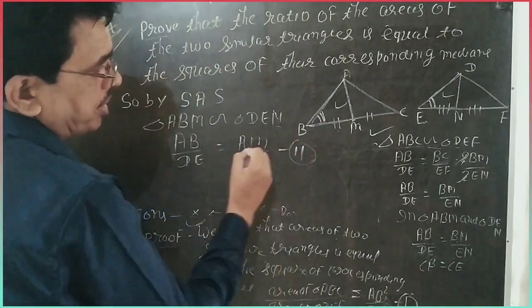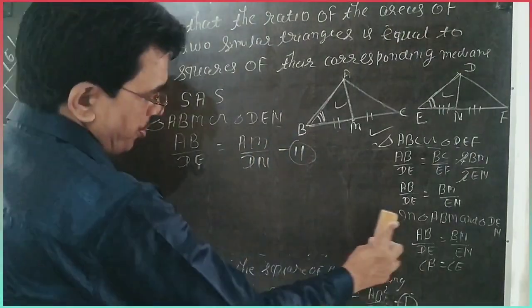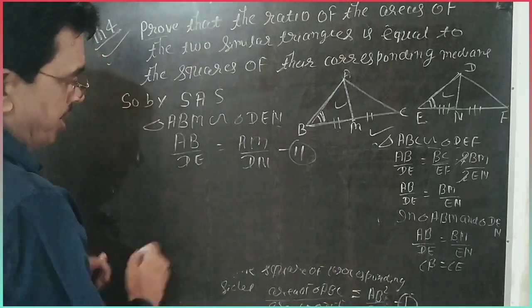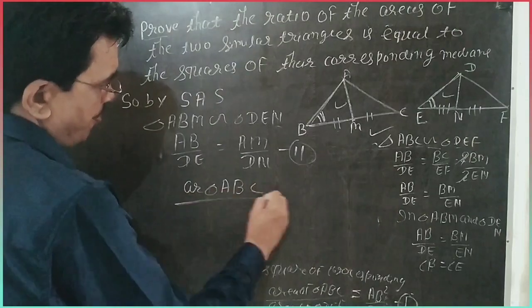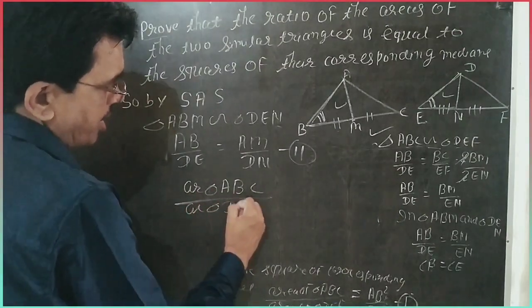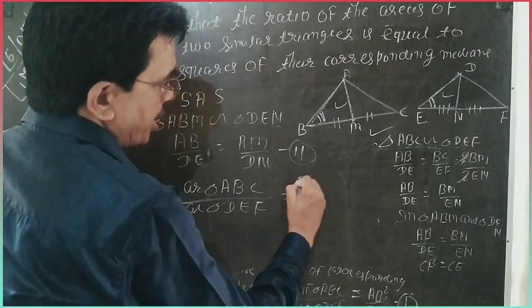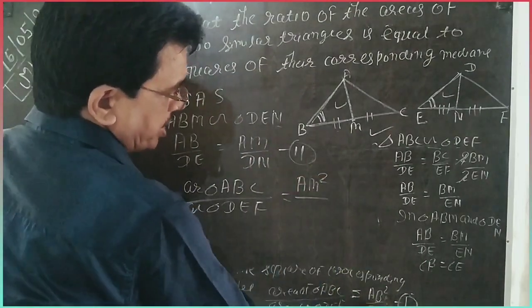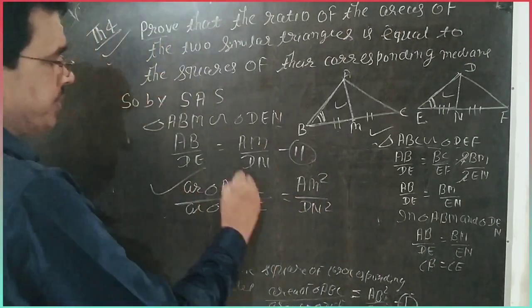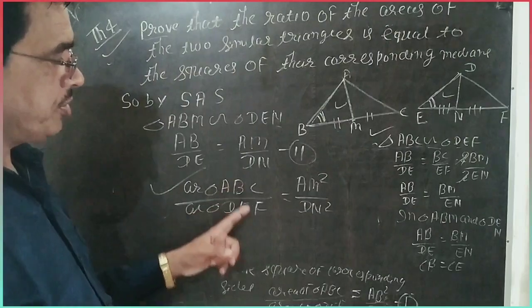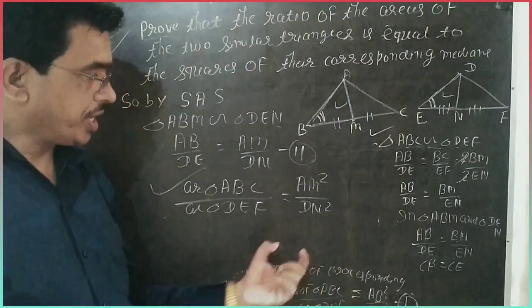Second equation. This equation you put in the first. So what do you get? When you put it in the first, you get area of triangle ABC by area of triangle DEF is equal to, in place of AB you write AM, and in place of DE you write DN. So the ratio of the areas of these two similar triangles is equal to the square of their medians. So this is the proof.